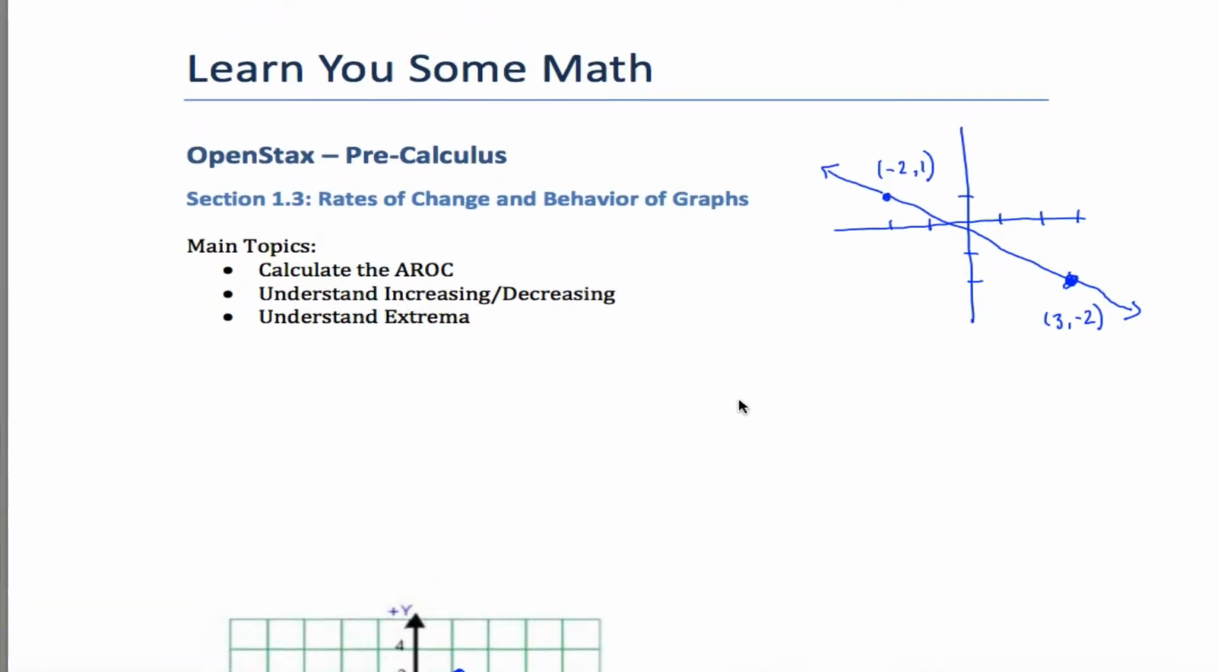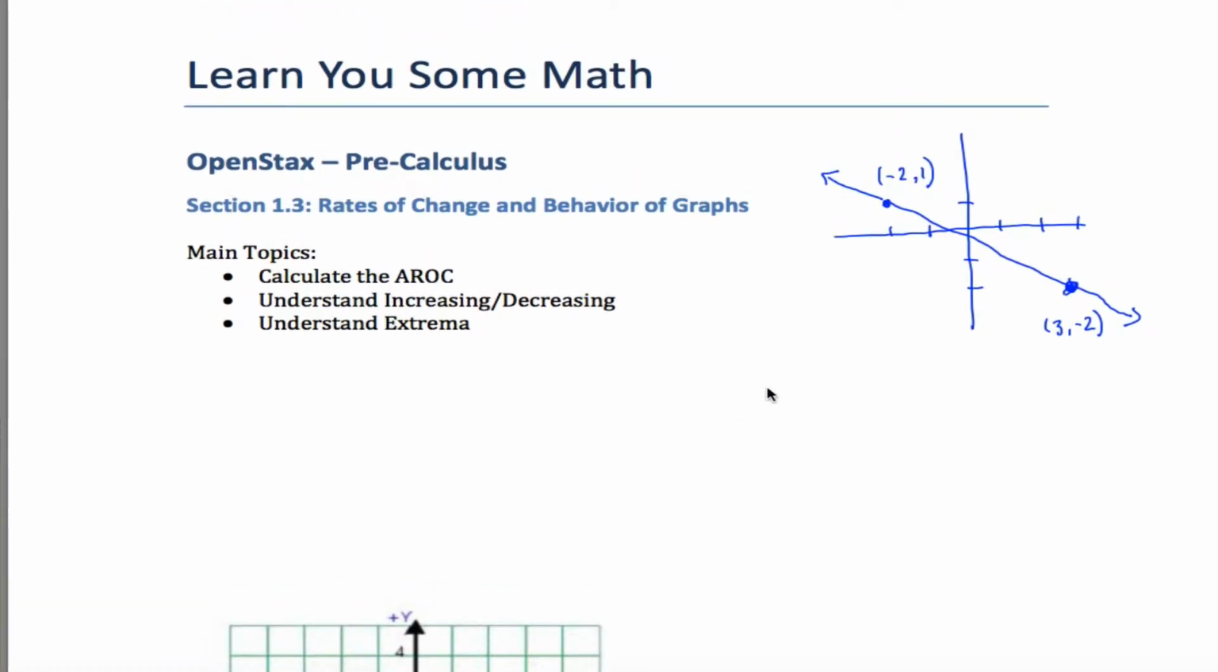Last version of section 1.3 from the OpenStax PreCalculus book. A few topics you're learning here. The main one, I would say, is being able to calculate the average rate of change, which sounds a lot worse than it is. In fact, I bet you already know how to do this.